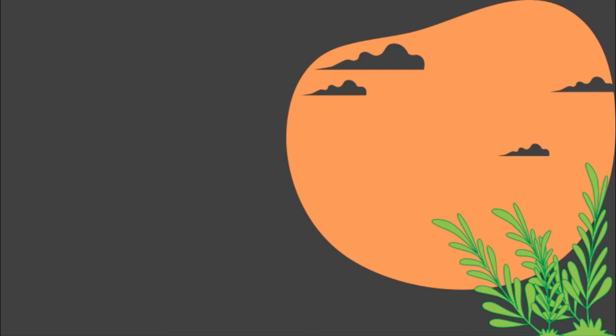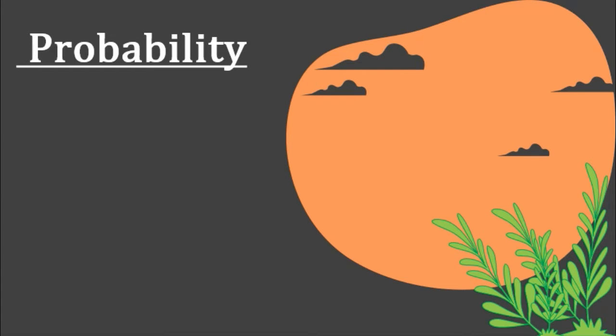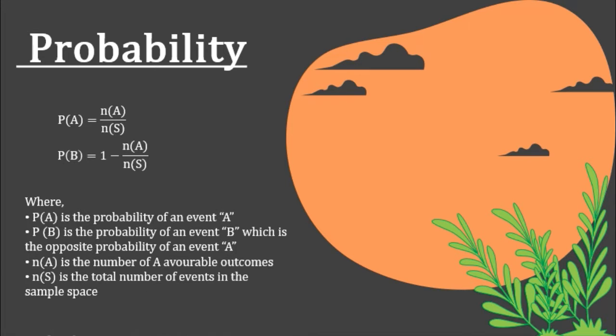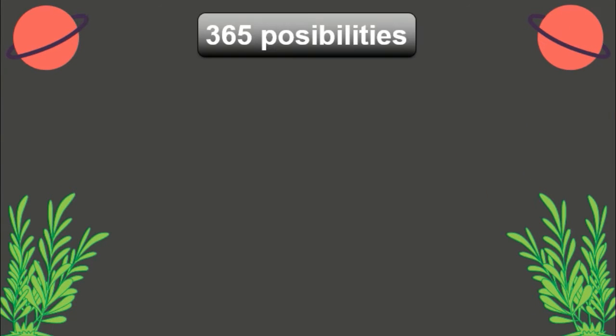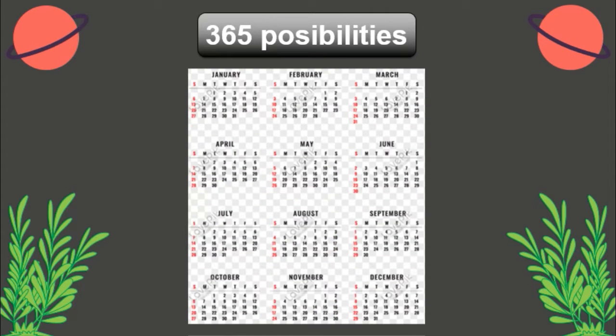Actually, we can find the possibility of the birthday paradox by calculating probability. This is the probability formula we use. To make it easier to calculate the possibility of the birthday paradox, look at the probability that people don't have the same birthday. Then we take the opposite probability and get the chance of a match. Assume that there are 365 possible birthdays because a year has 365 days.